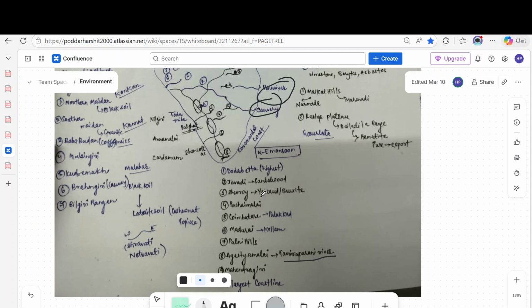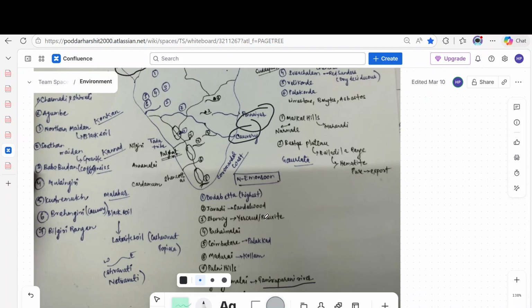You need to understand Panchamalai, Pachamalai, and Sirumalai, Palni Hills in the southern area of the hill zones, the Agastimalai, Mahendragiri.